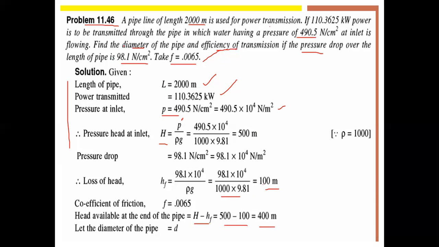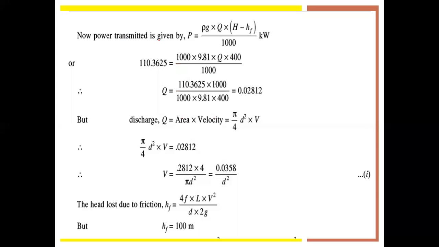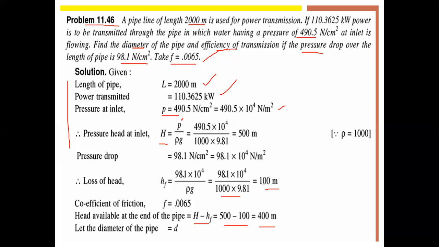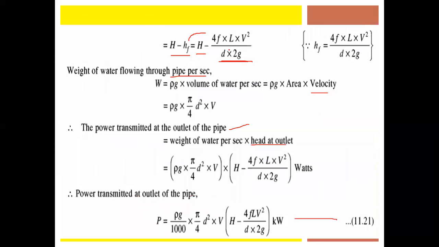Now what is the thing you have to find? The diameter of the pipe. Therefore the diameter of the pipe is small d. Now the power transmitted is given by the power transmission formula, this one: capital P is equal to rho into g into Q into H minus h f, divided by 1000. So this P, you can see here, this one.